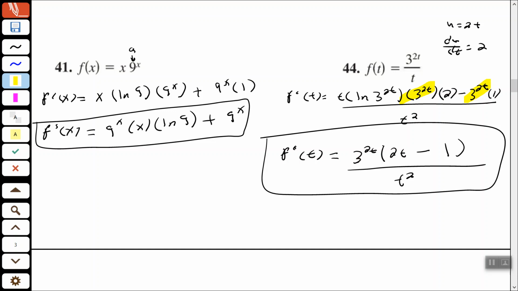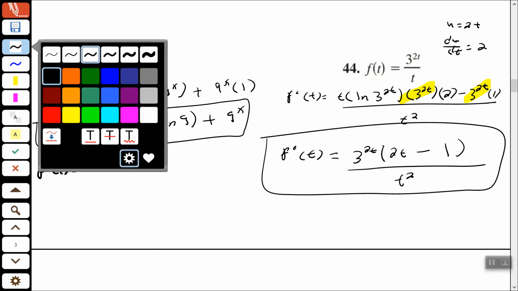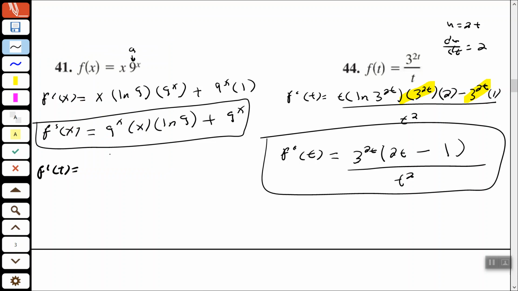And then it cleans it up a little bit, and you could have done that in problem number 41 as well. Could have factored out that 9 to the x if you chose to, and that will give you x times the natural log of 9 plus 1. So either way would be okay.